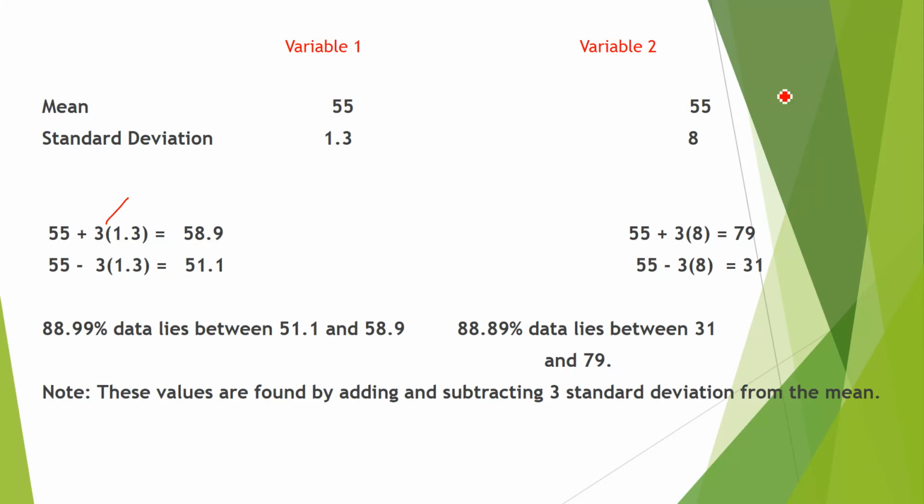Here I have set another example with 3 standard deviations. The mean is 55, the same thing, and the standard deviation is the same, but here you have to find the range. So with 3 standard deviations, our data will lie between 51.1 and 58.9. 88.89% of the data lies in this range. These values are found by adding and subtracting 3 standard deviations from the mean.